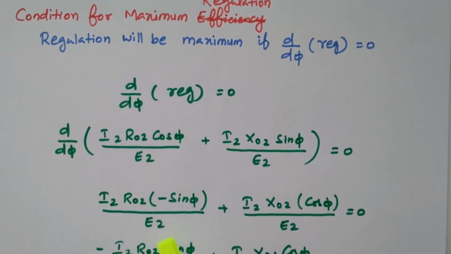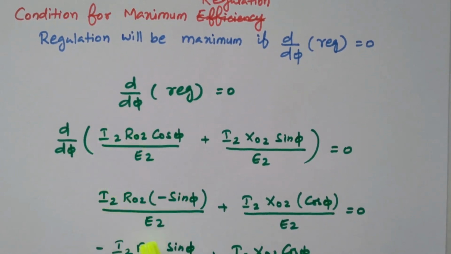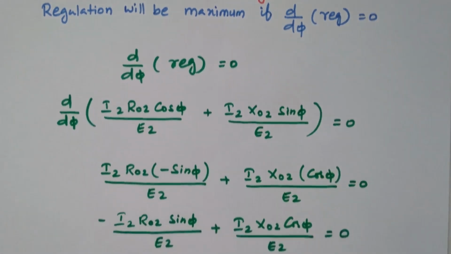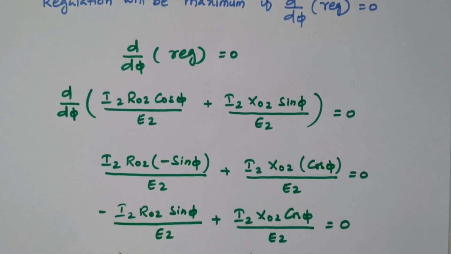So in the differentiation of this equation, I2 R02 and E2 are constant, only cos phi is variable. So the differentiation of cos phi is minus sin phi. Similarly, I2 X02 and E2 are constant, the differentiation of sin phi is cos phi, that is equal to 0. So here the minus is there. So minus I2 R02 sin phi divided by E2 plus I2 X02 cos phi divided by E2 equal to 0.